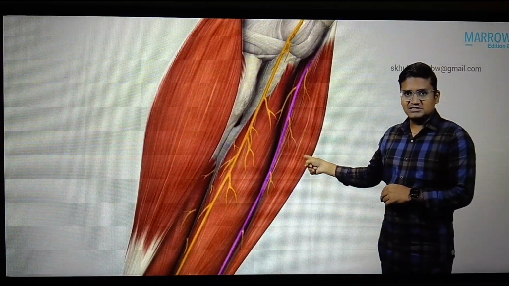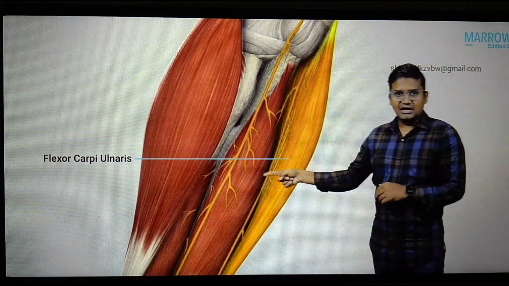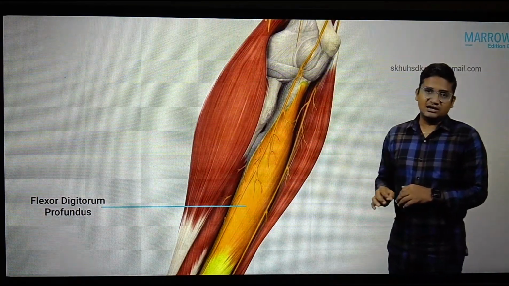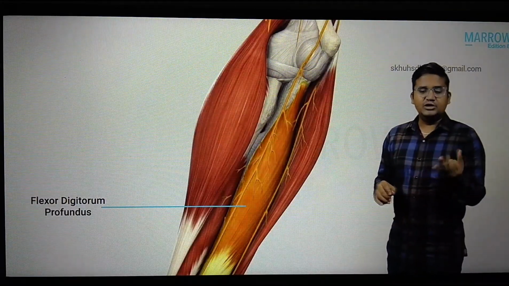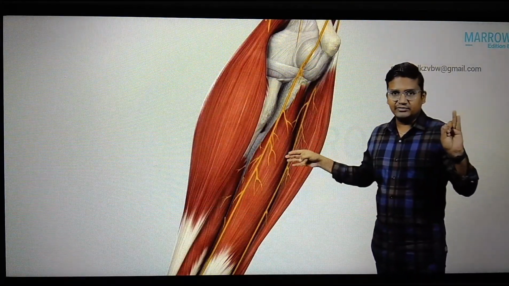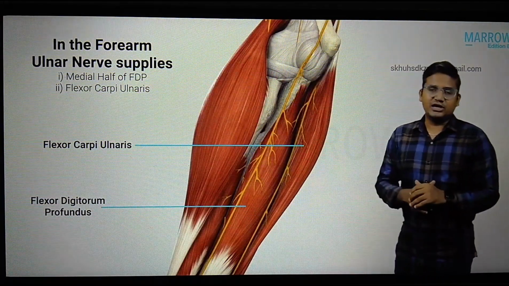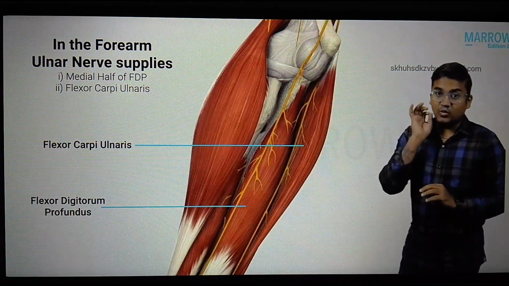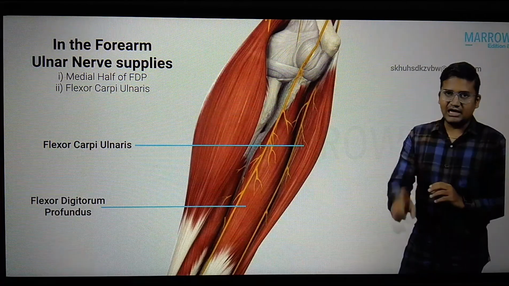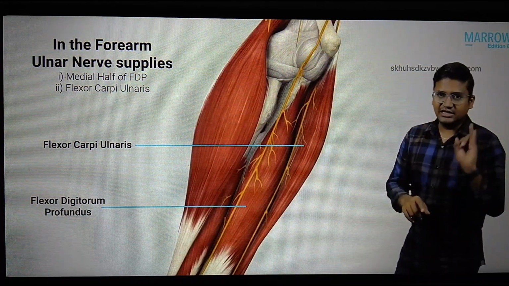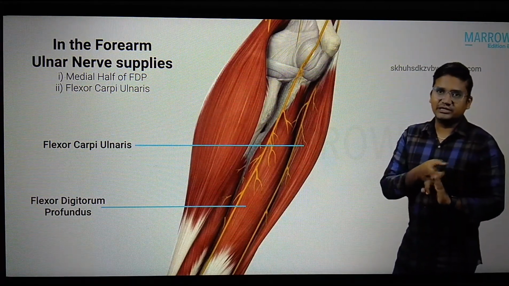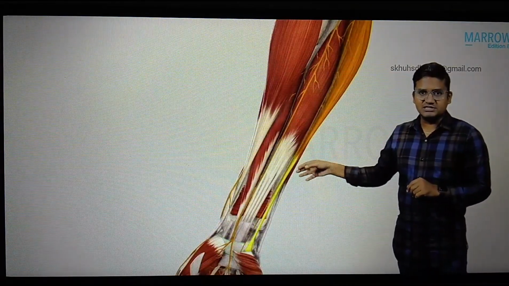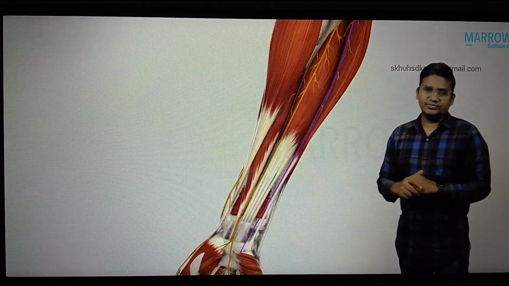It supplies two muscles. This muscle is our flexor carpi ulnaris muscle and this muscle is our flexor digitorum profundus muscle, medial half of FDP. That means tendon to the little finger and the ring finger. So these two muscles in the forearm are supplied by our ulnar nerve. So ulnar nerve in the forearm supplies only 1.5 muscles, flexor carpi ulnaris and FDP muscle, tendon to little finger and the ring finger. Clear? Right. Now after supplying these 1.5 muscles, the ulnar nerve enters the hand.